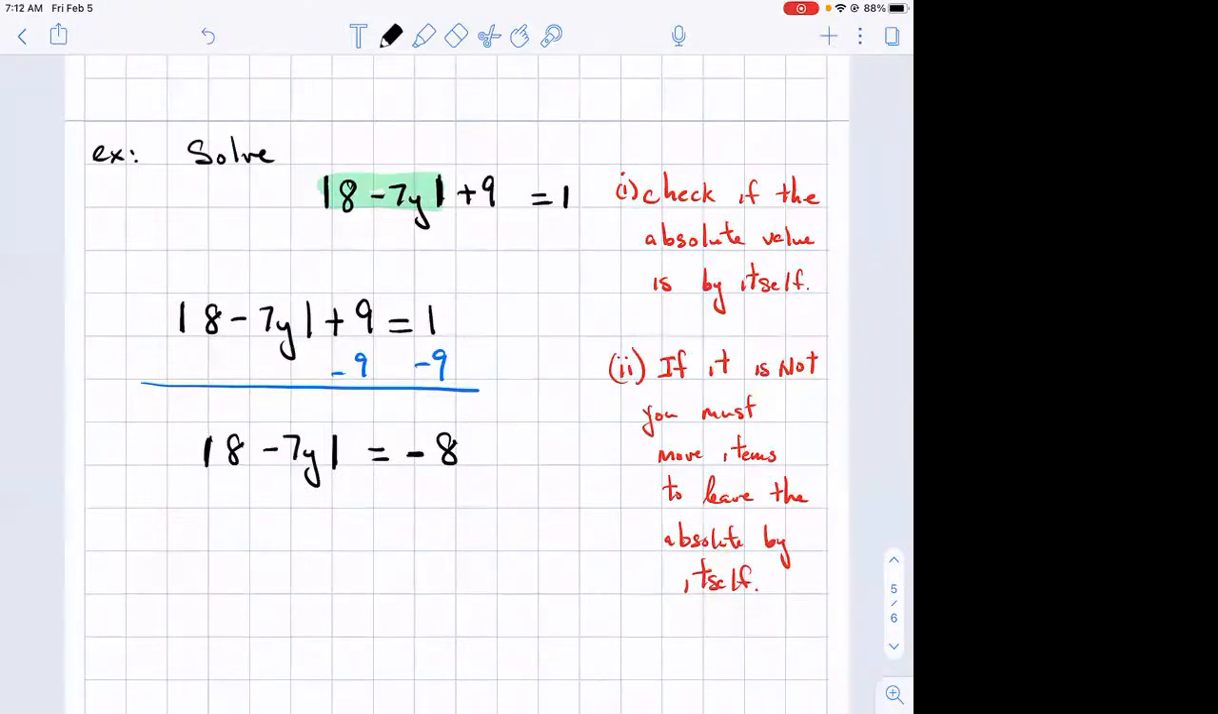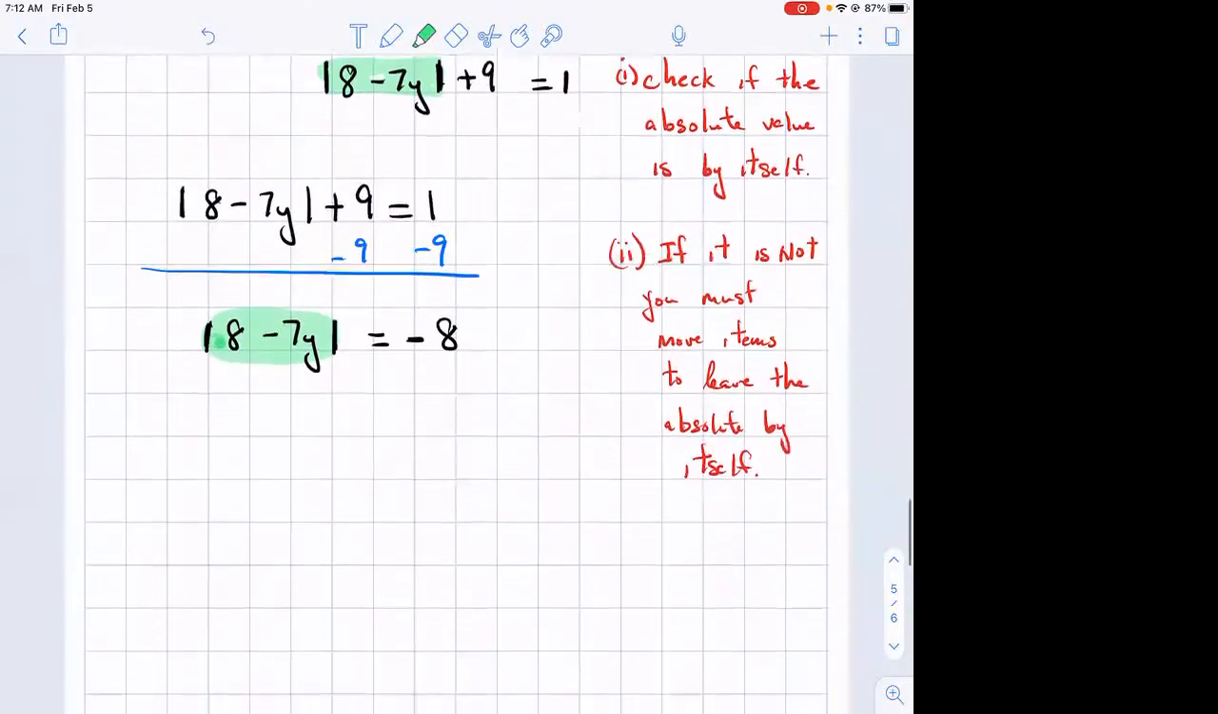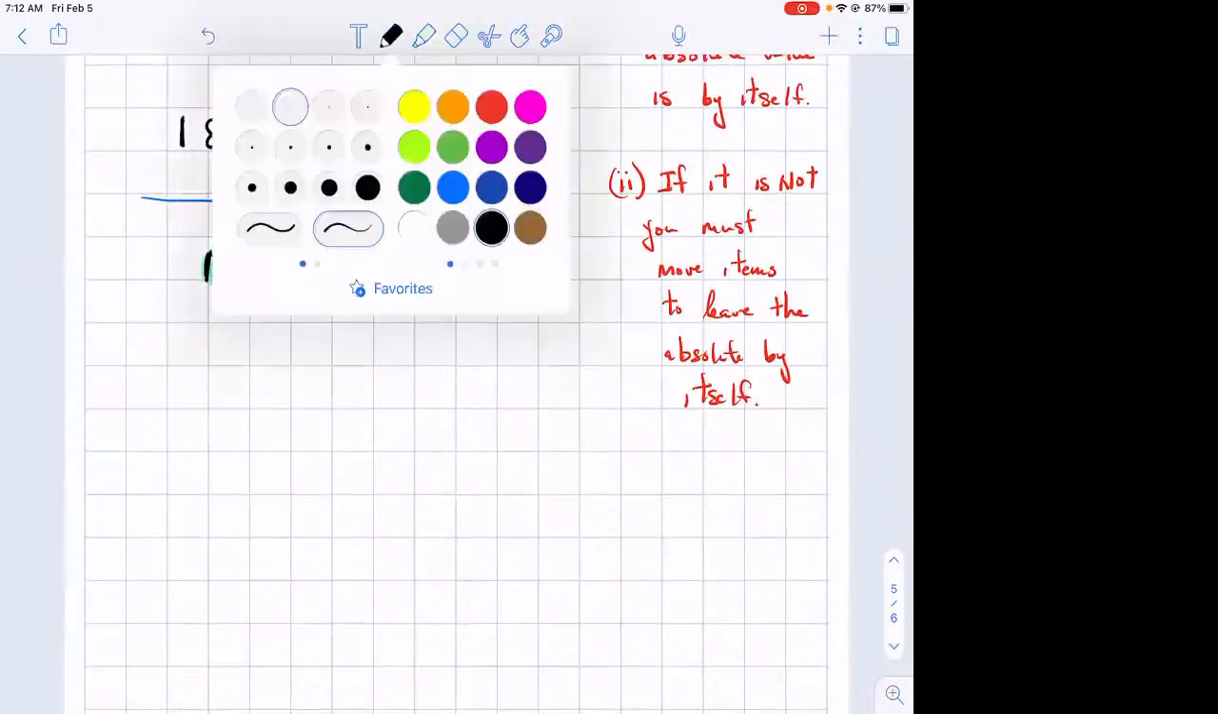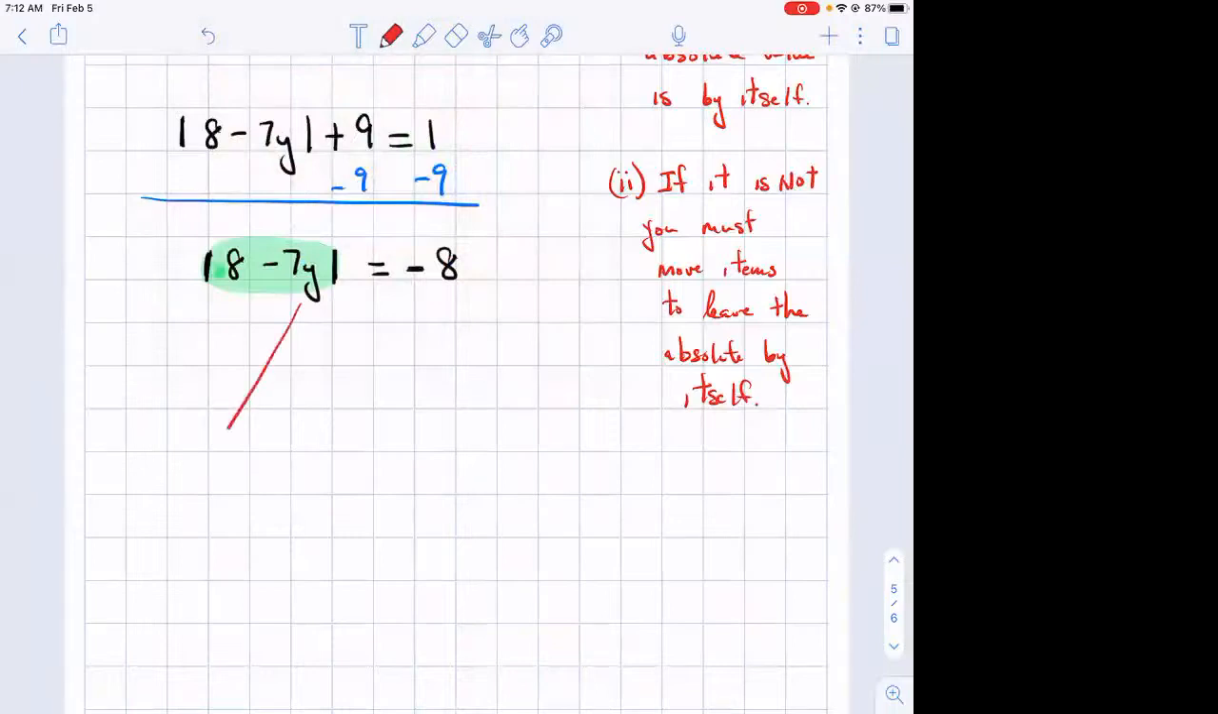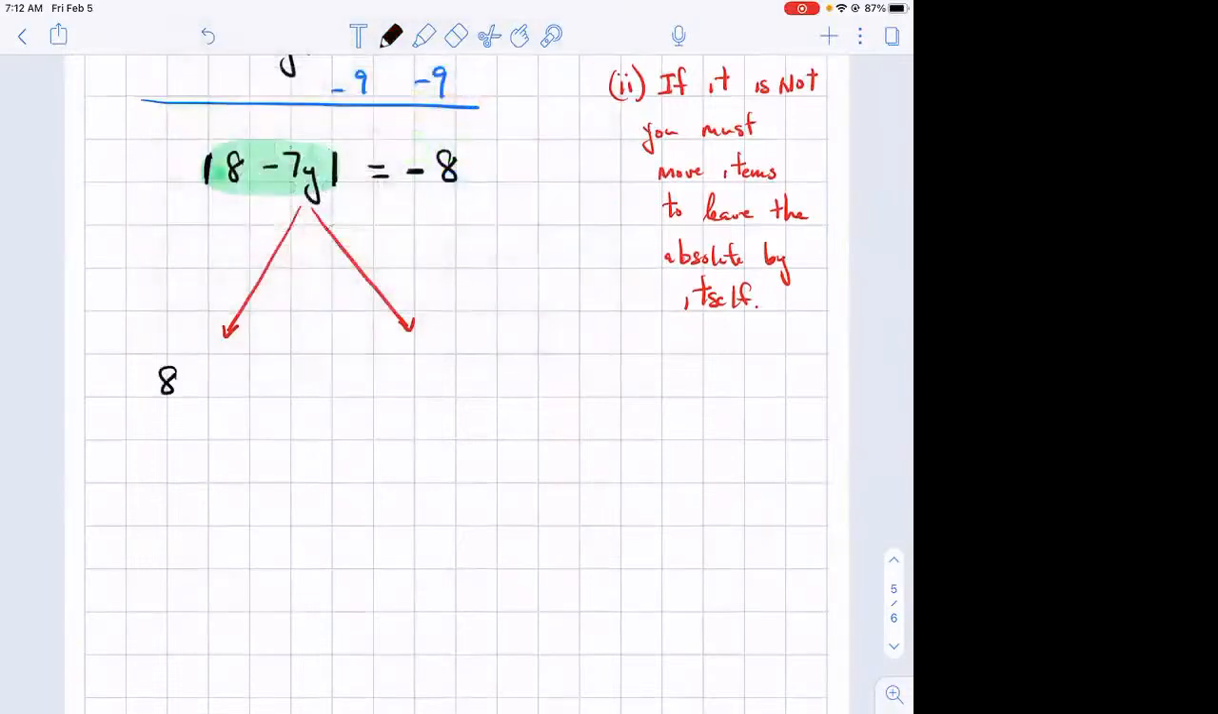Now I want you to pay attention here because you will see something towards the end of this problem. We said before that the absolute value of anything is positive, right? This has to be equal to something positive. And here we're saying it's negative 8. Well, let's solve the equation and see what happened. Now that my absolute value is by itself, I can split it. What we have is 8 minus 7y is equal to negative 8, and 8 minus 7y is equal to positive 8.